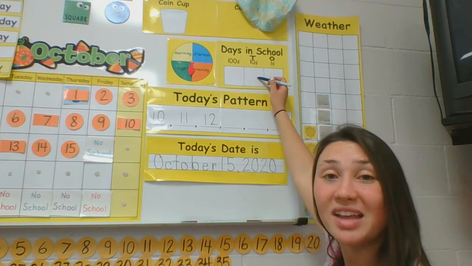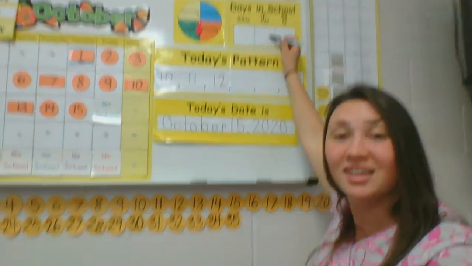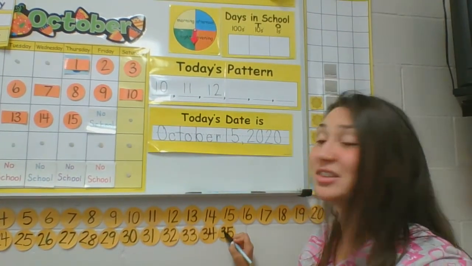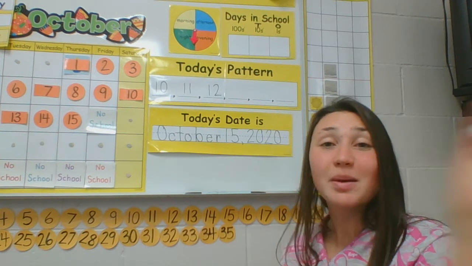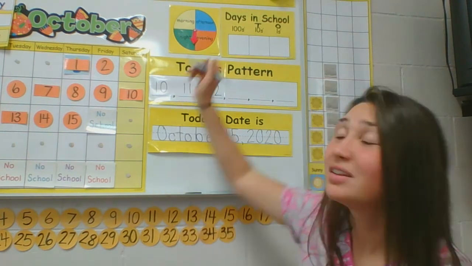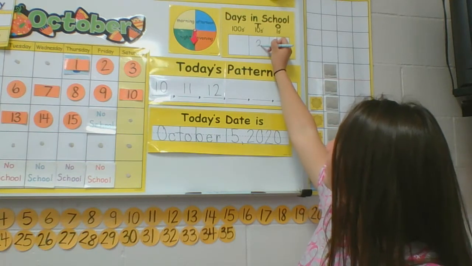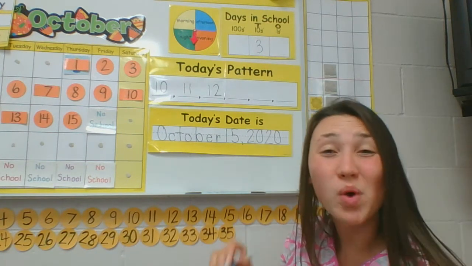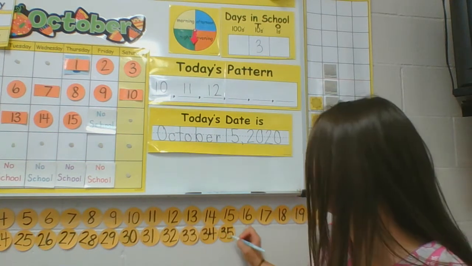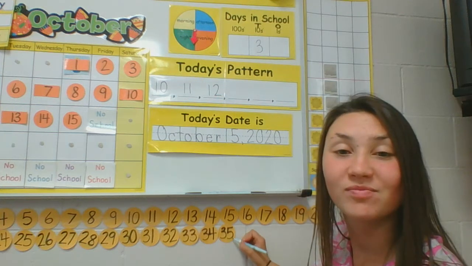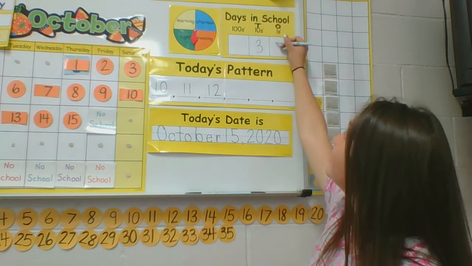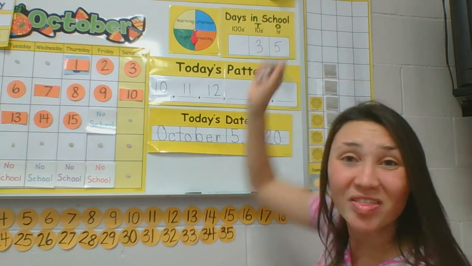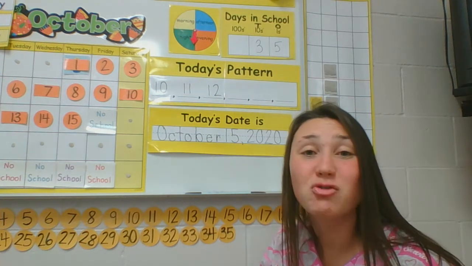How many tens did we say in 35? You can always look at this number here if you forgot how many tens. Yep, there's 3 tens in 35. And then how many ones in 35? Yep, 5 ones in 35. So that's done. We can move on to our pattern.